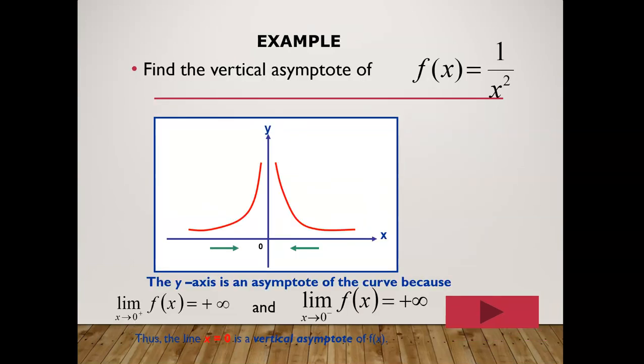Okay, this is another example. Find the vertical asymptote of f(x) equals 1 over x squared. So in this case, x cannot be 0. So the vertical asymptote will be the y-axis. Okay, so they find the limit as x approaches 0 from the negative side and positive side, and they get positive infinity. Thus the line x equals 0 is a vertical asymptote. Okay, correct.